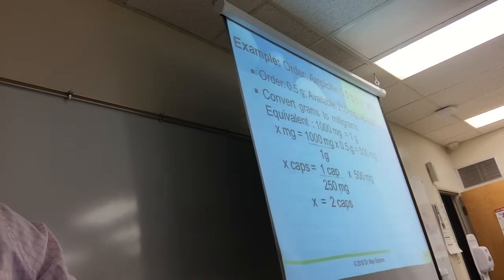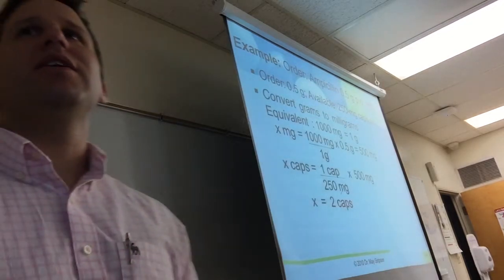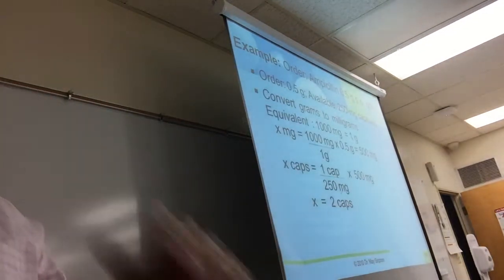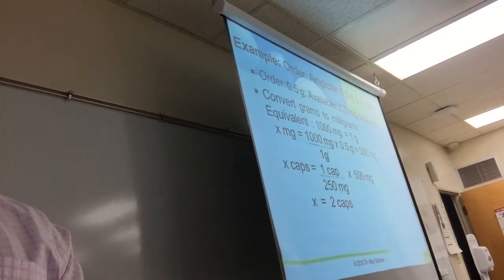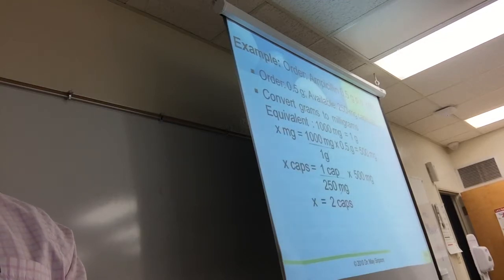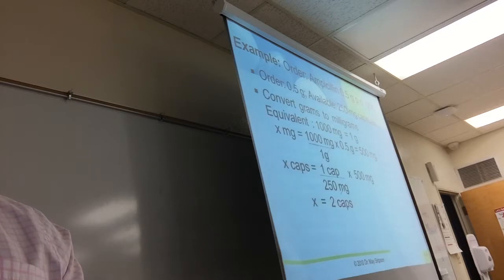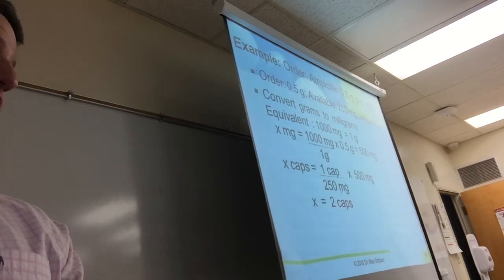So let's go through an actual order here. So if I have an order of ampicillin, 0.5 grams by mouth every 6 hours. Okay. So you always write down your order, 0.5 grams, and then your available is 250 milligram capsules, which is 250 milligrams per capsule, or my dosage strength, okay?